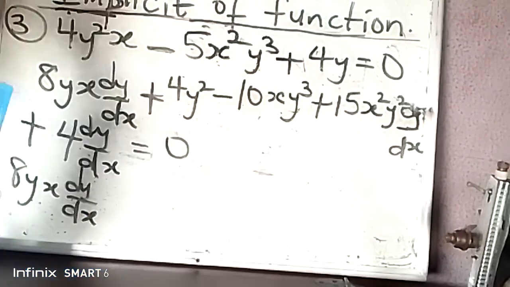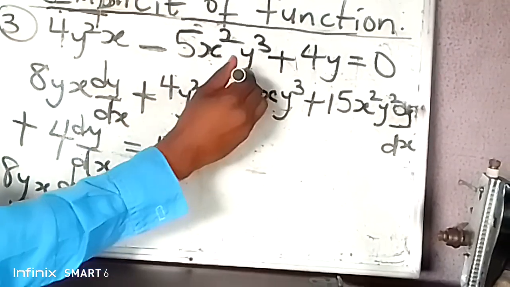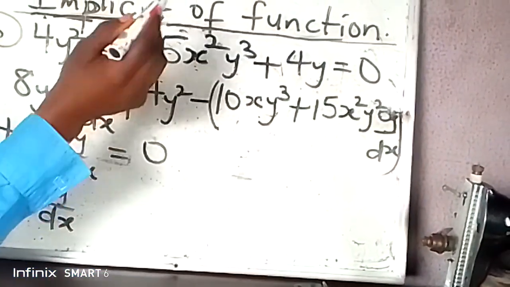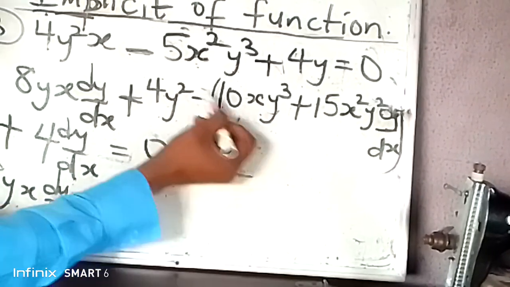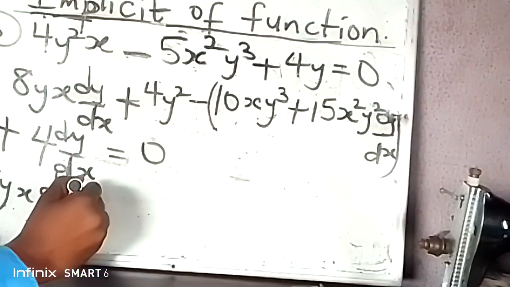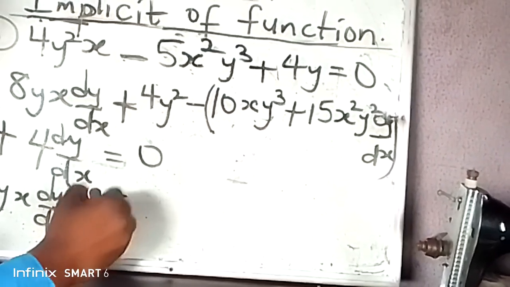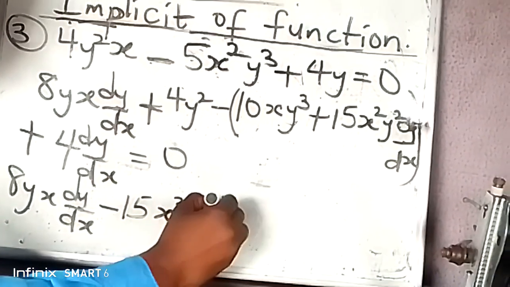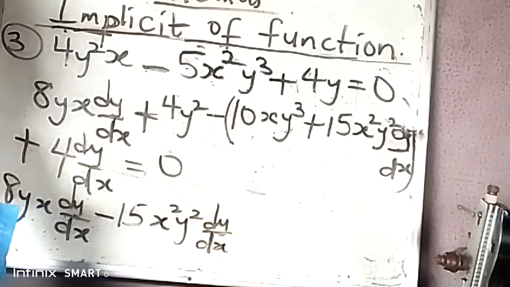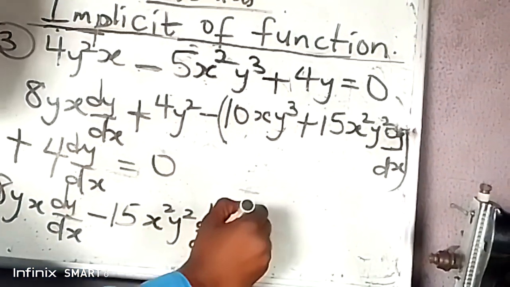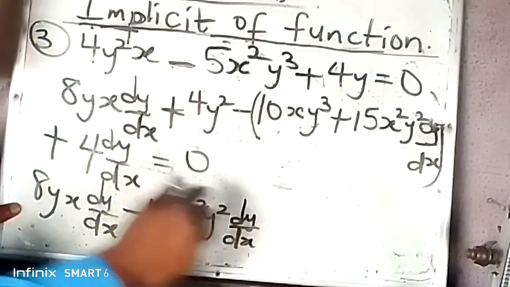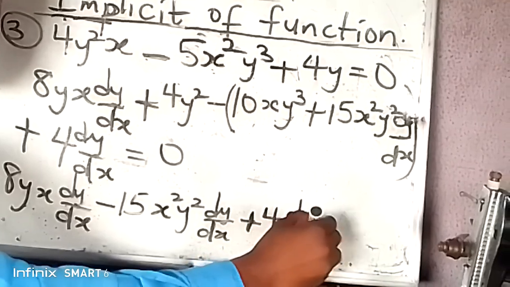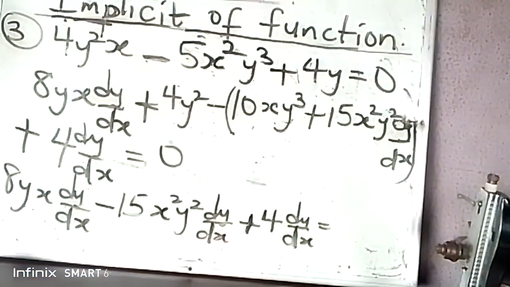And please, I want to tell you something. This one will differentiate it twice. You have to put inside the bracket. So there is minus in front. Now, this one is having the dy/dx. Minus times plus is going to give minus 15x squared y squared dy/dx. Now equals to, okay, this one also is having the dy/dx, plus 4 dy/dx. Now equals to those ones that are not having the dy/dx.